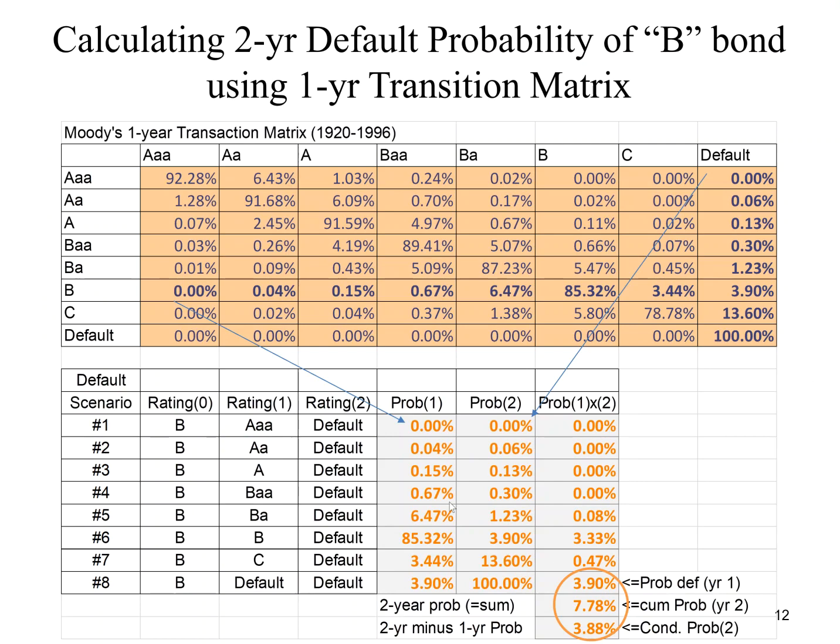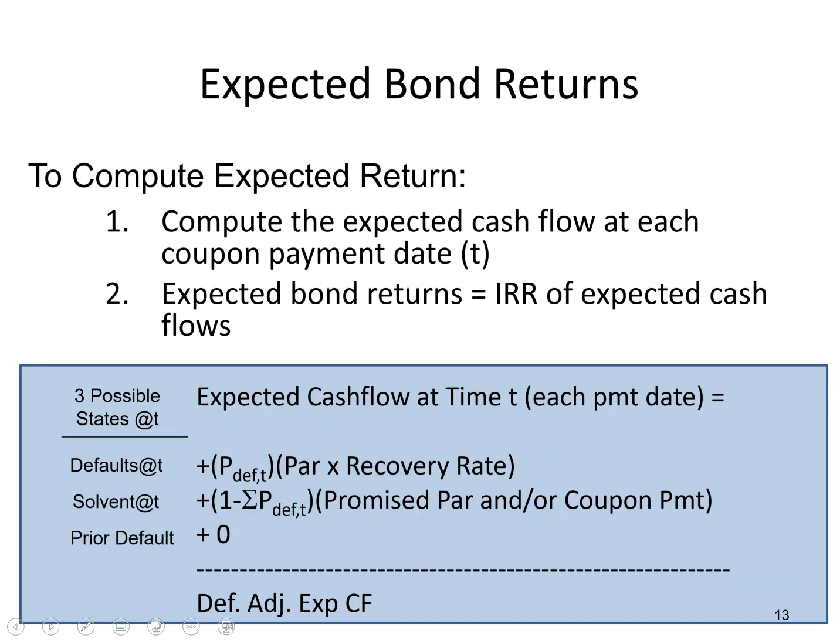So that's how we can calculate the probability of a B-rated bond defaulting in 2 years using a 1-year transition matrix. So let's talk about the expected return of a B-rated bond. To calculate the default adjusted expected return, we need to calculate the expected cash flow at every time period, every coupon and par principal period.